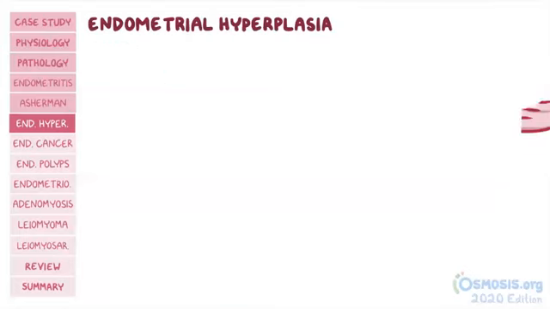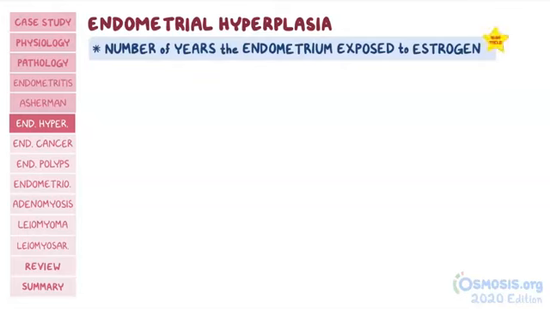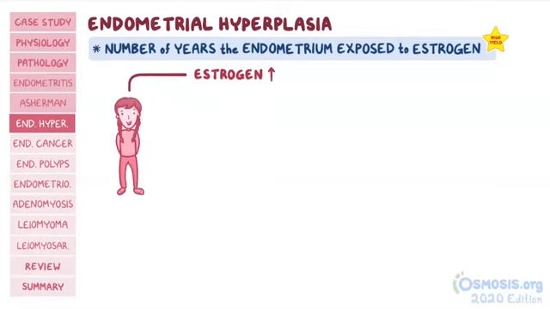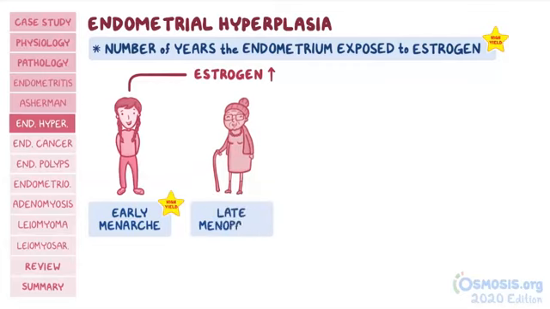Now, a person could have normal estrogen production throughout their life, but the number of years the endometrium is exposed to estrogen is also a risk factor for developing endometrial hyperplasia. Estrogen exposure is increased in people who have an early menarche, which is the age of the first menses, or those that have a late menopause.